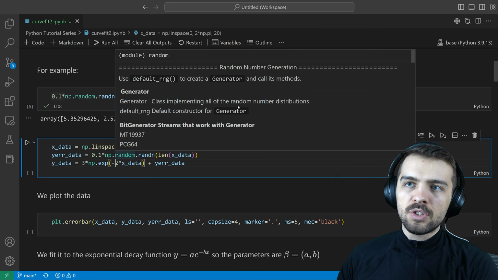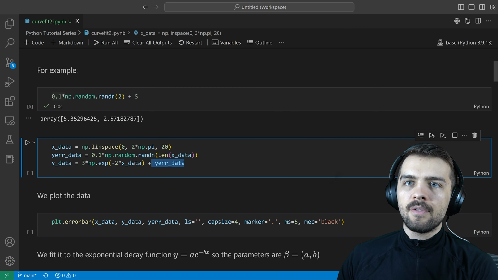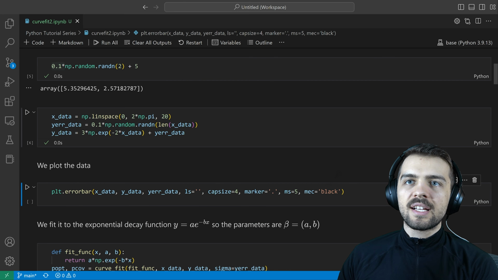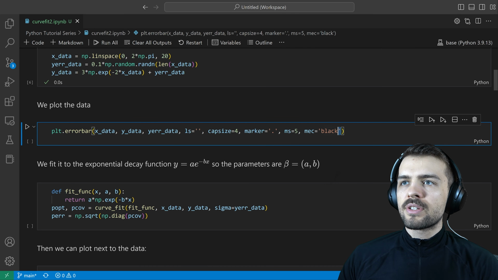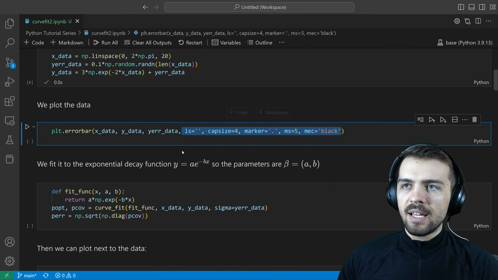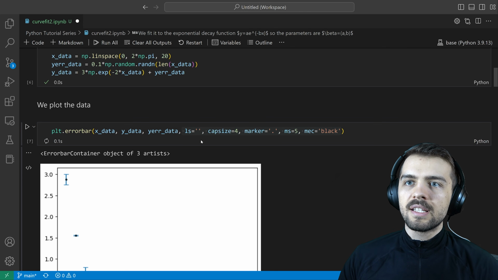So it's 3e to the negative 2x, plus, of course, the errors that I have on my y data. So I can generate this x data, y data, the corresponding errors, and I can plot the data. So I plot my x data, y data, the error on the data, and these are some parameters I personally like to give when I'm creating an error plot.